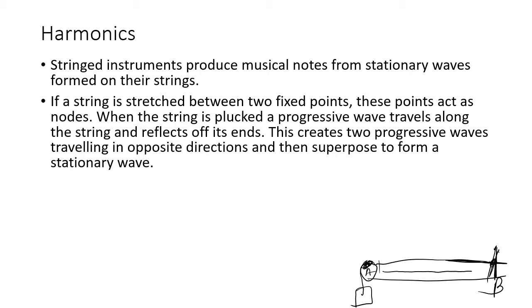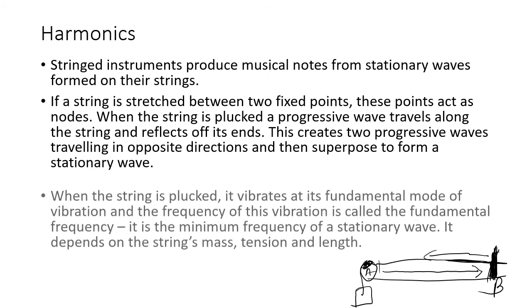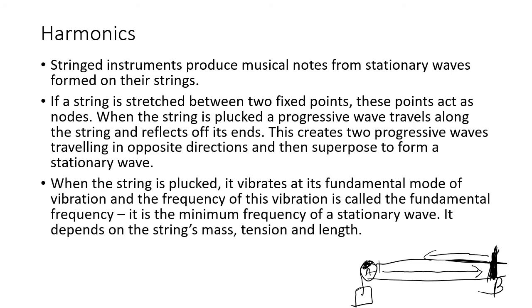A progressive wave will travel through the string, hit the fixed end on this side and come back. So now what we basically have is two progressive waves traveling in opposite directions. So they will superpose and they will form a stationary wave. Now, the most simple form that you can get is the fundamental mode of vibration.